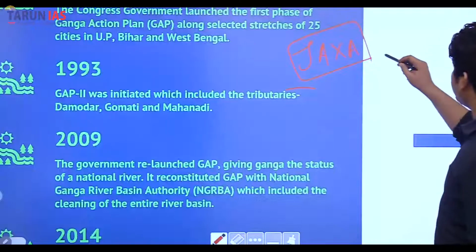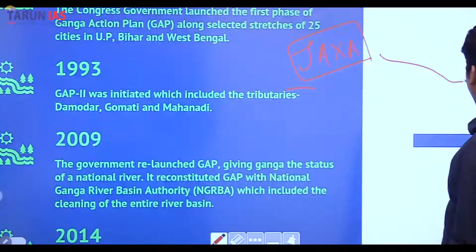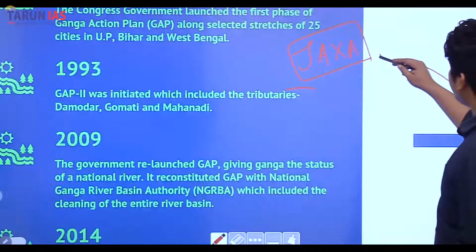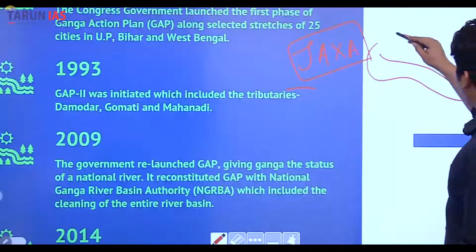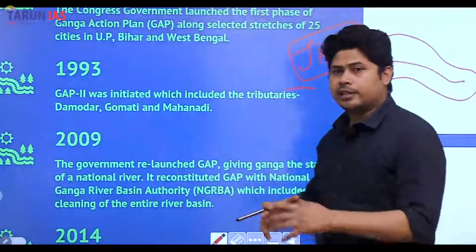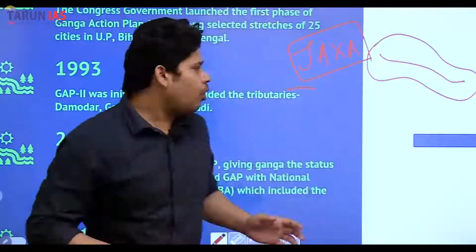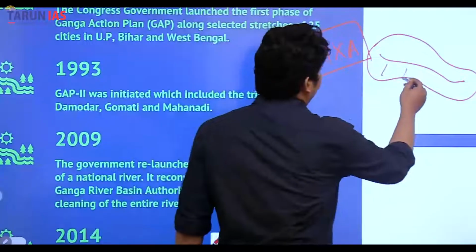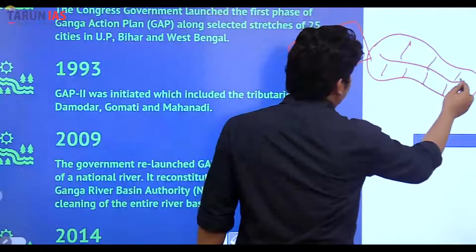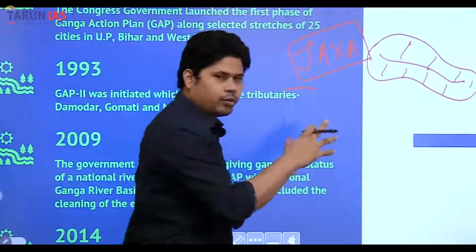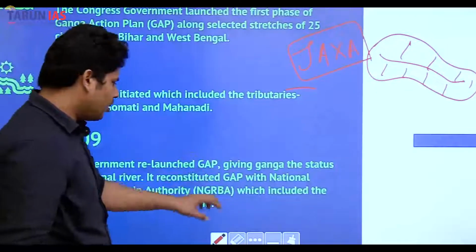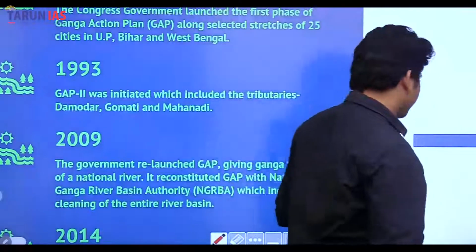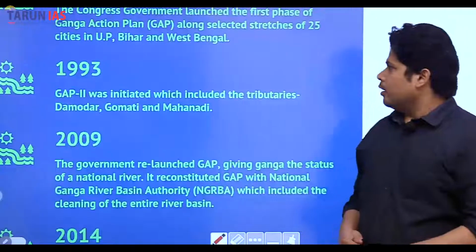For example, if this is a river, the river basin will include all the area, the watershed, its irrigated area and all the area around it. Okay, so this will become the river basin. But Ganga Action Plan was not a river basin plan.